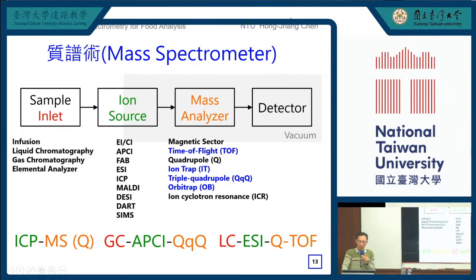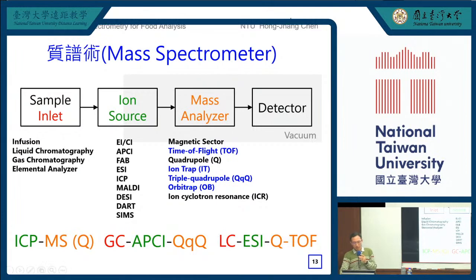And again, for the mass analyzer, I told you about TOF, quadrupole, ion trap, triple quad, Orbitrap. There is another mass analyzer called ion cyclotron resonance, ICR. It's just like the Orbitrap. No, Orbitrap is just like the ICR, because ICR was developed first.